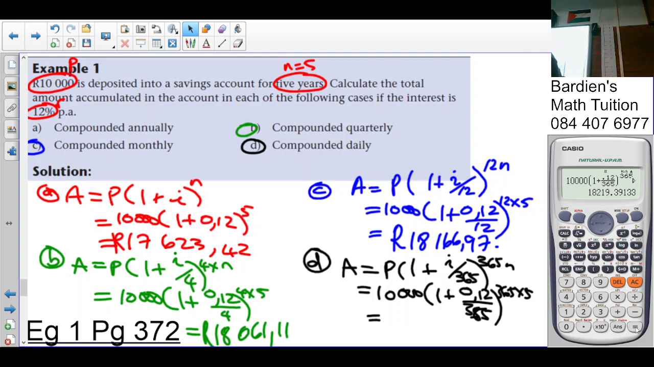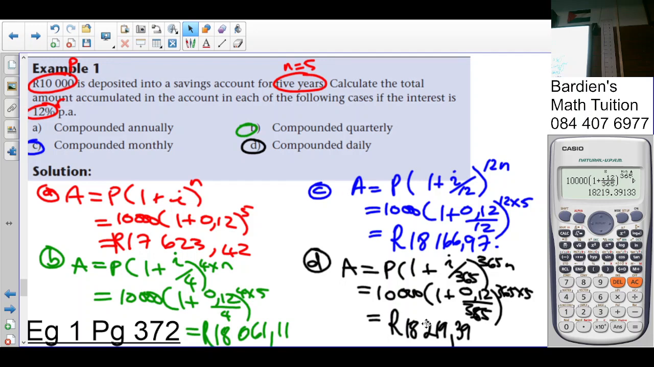18,219 rand and 39 cents. What do you notice? The more frequent the compounding occurs, the better the return. Not so? Your compounded yearly gave you a return of 17,623 rand and 42 cents.